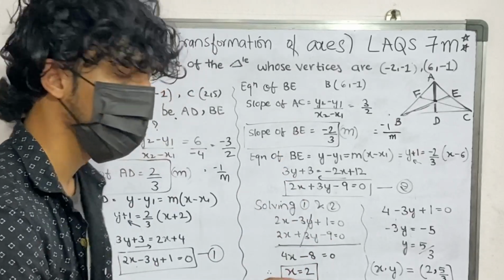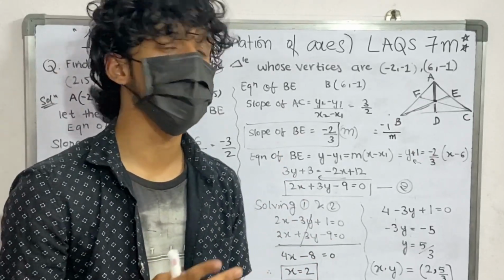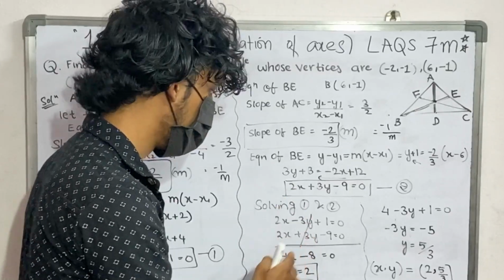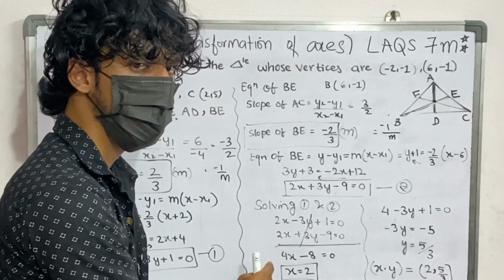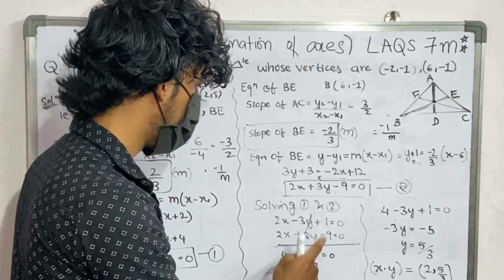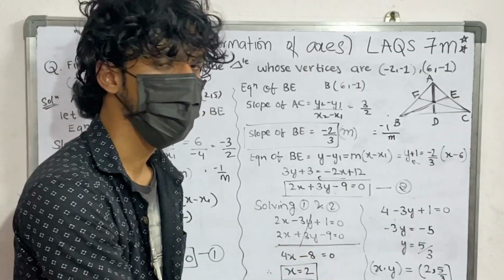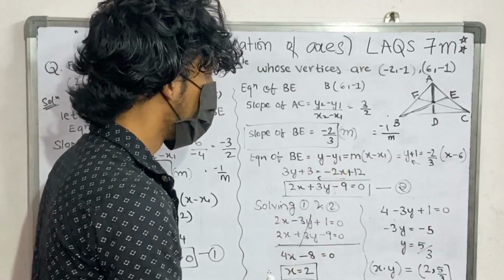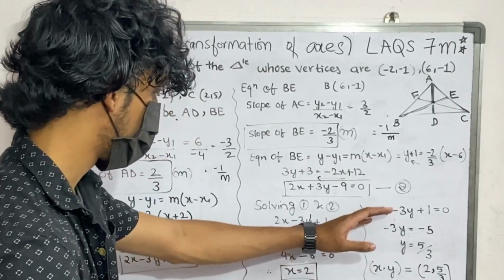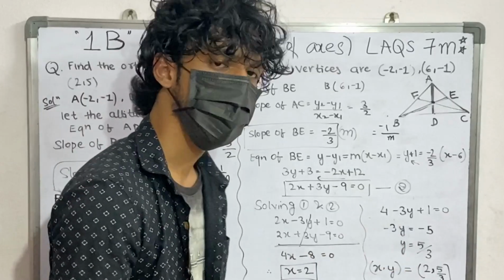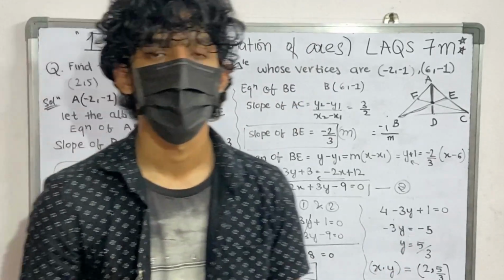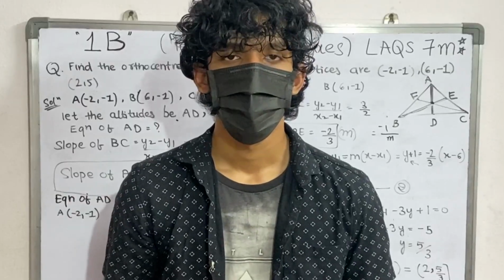After getting the second equation, for the first and second equation we use the substitution method, and we subtract, and then we get 4x minus 8 is equal to 0. So we get the value of x is equal to 2. Now we substitute this x value in equation 1, and after substituting the value of x, we get the value of y. So we get x and y, both the values as 2 comma 5 by 3. So this was all about Orthocentre.